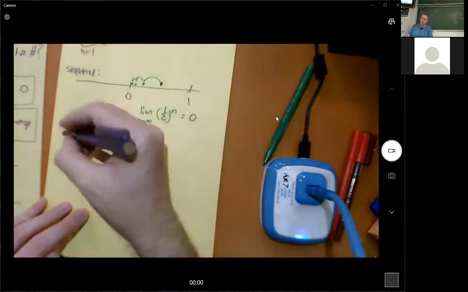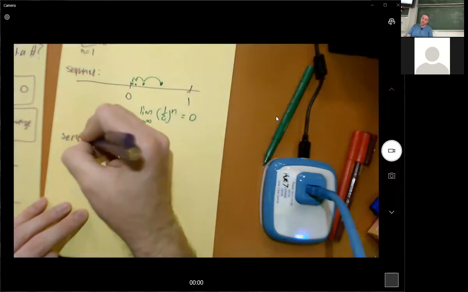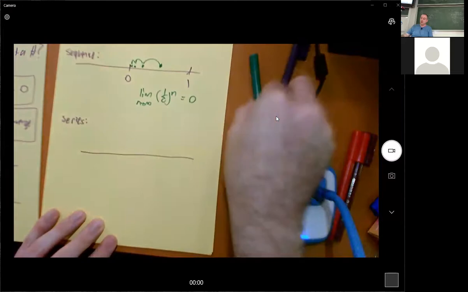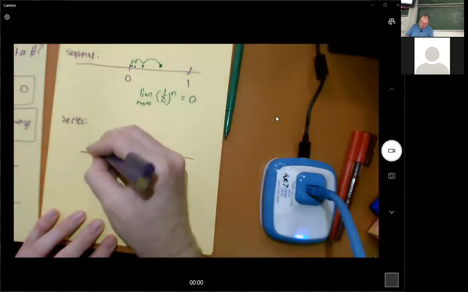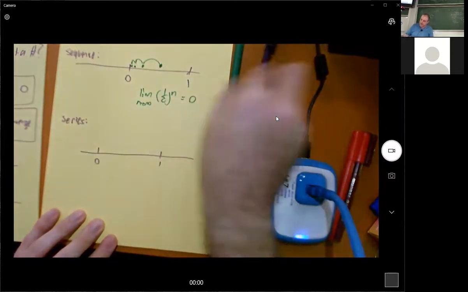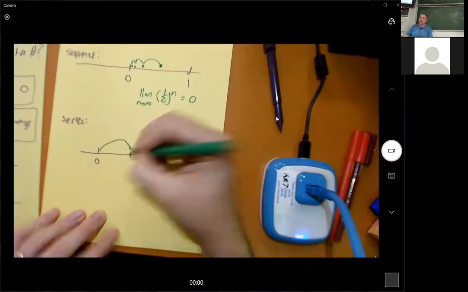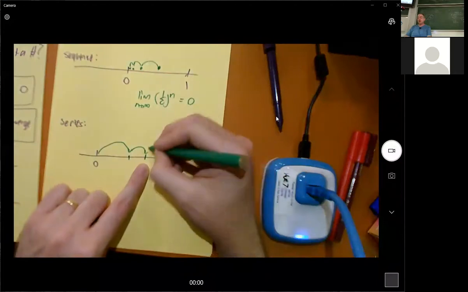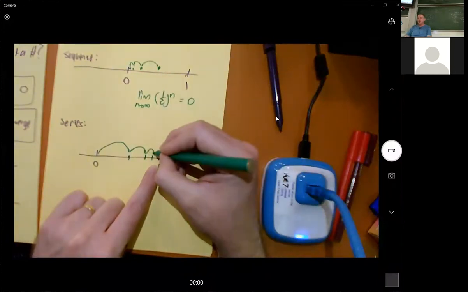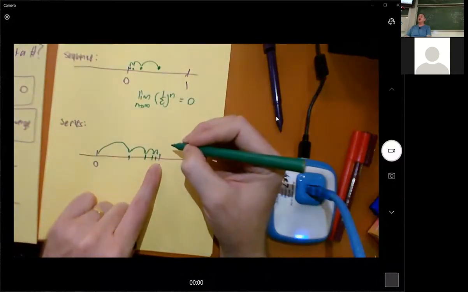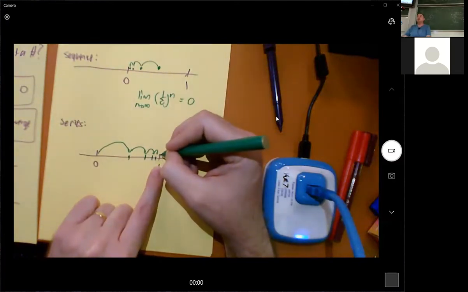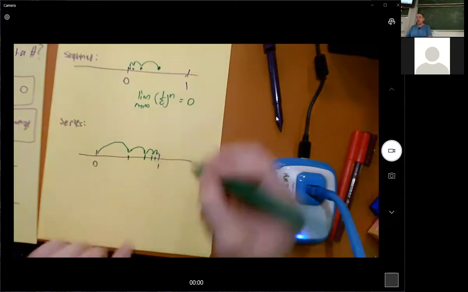But the series, we have to do the running total. Trying to color code here. The series, first I'll add on a half, which was the first term. Then I'll add on a quarter and I'll get to there. Then I'll add on an eighth and I'll get to there. Then I'll add on a 16th and I'll get to there. And because I'm always adding half of what was left, I'll never get to 1. But what it does get to is it gets closer and closer to 1.